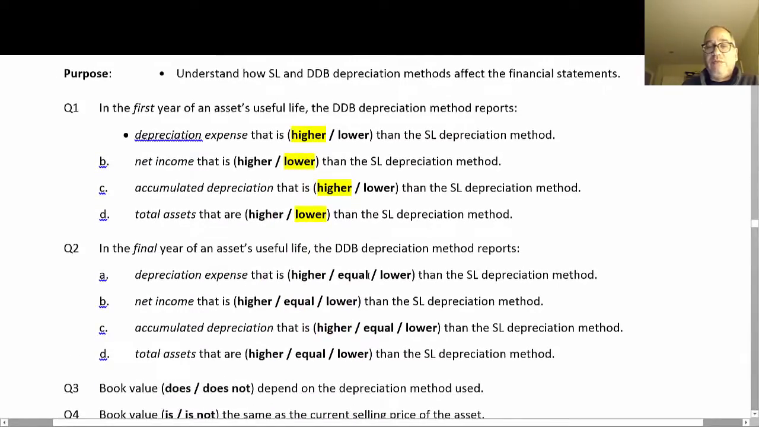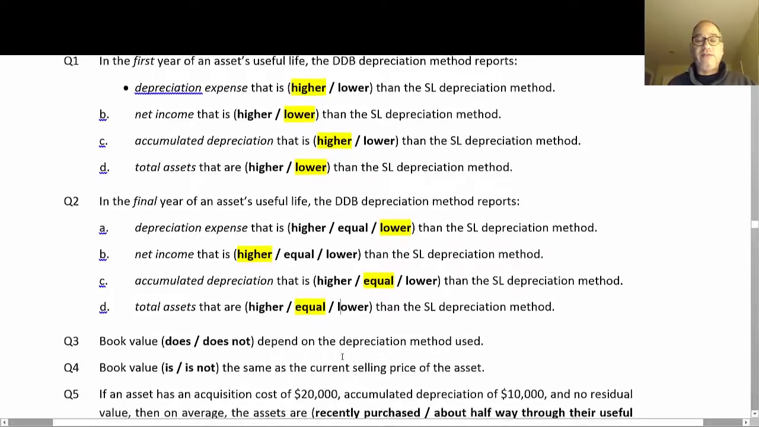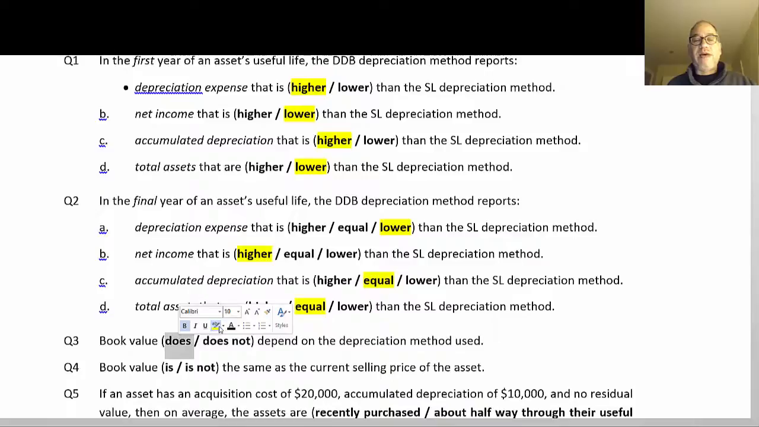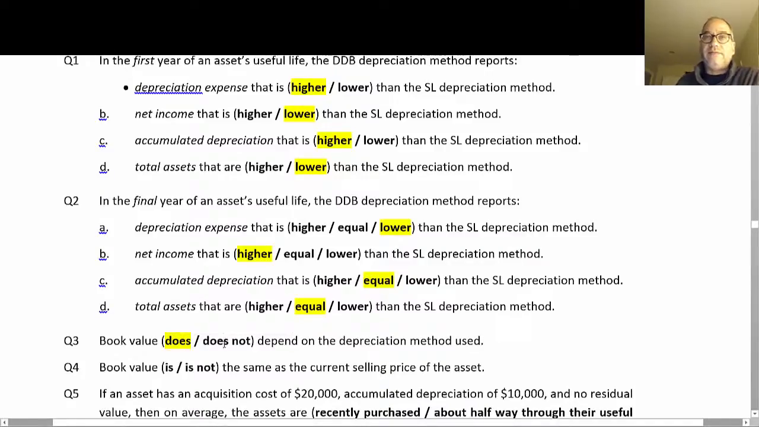Double declining balance reports depreciation expense that's lower than straight line, and it reports net income that is higher than straight line. So which method you use may seem to be academic, but it actually affects net income. Accumulated depreciation is the same. It was $350,000 either way because you had fully depreciated the asset down to $50,000. And total assets are the same because the book value of the asset at the end of year 5 was $50,000. So book value does depend on which depreciation method you use.